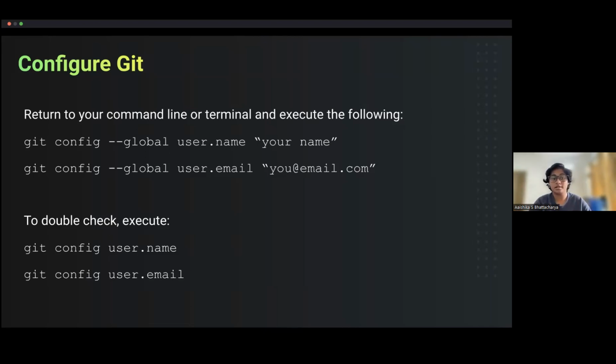Once you're able to execute this, you can also double check if you have successfully configured your username and user email by simply removing the global flag, and you can also omit anything that you entered after user.name and user.email, to double check if you have successfully configured Git on your command line. I'm going to give you all 1 minute to execute these, and let me know if you're facing any difficulties.